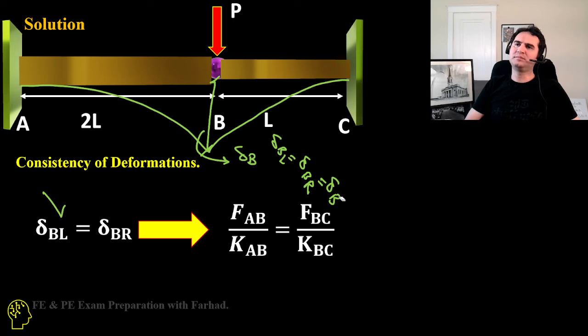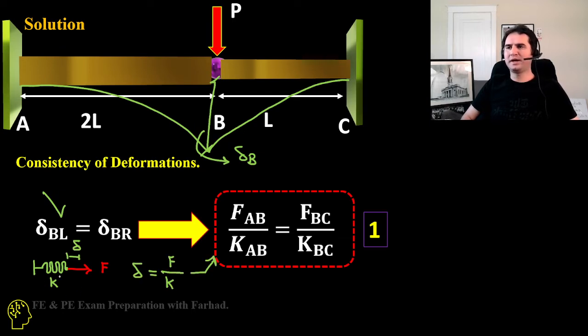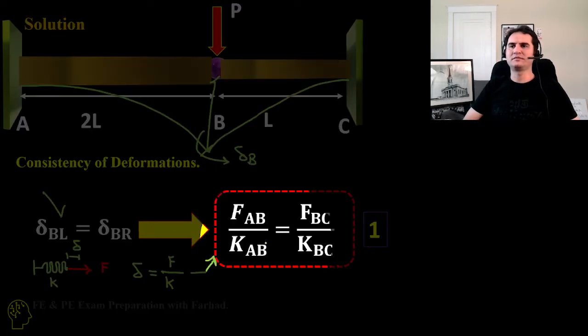And also, if you remember, when a force is applied to a spring, delta is F over K. If you pull a spring with the stiffness of K, it moves by delta, and that deformation is force over stiffness of a spring or beam. So if we can simulate our beam with a spring, force at AB over stiffness KAB is equal to delta B left, and that's equal to force at BC over stiffness of BC. And we call this equation 1.